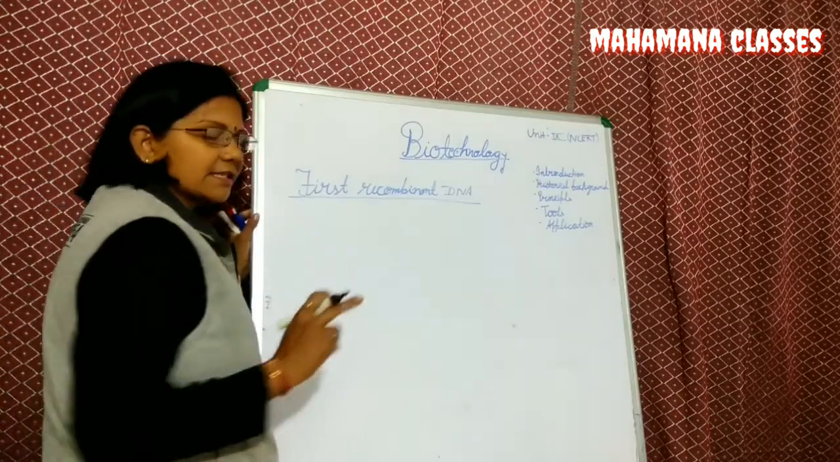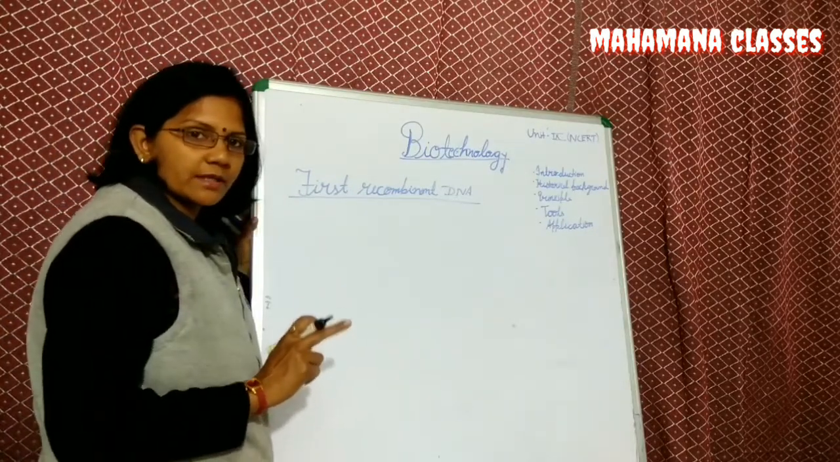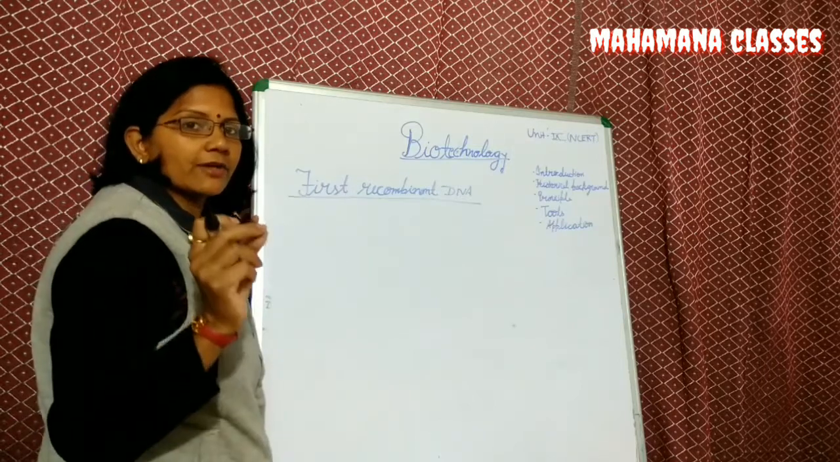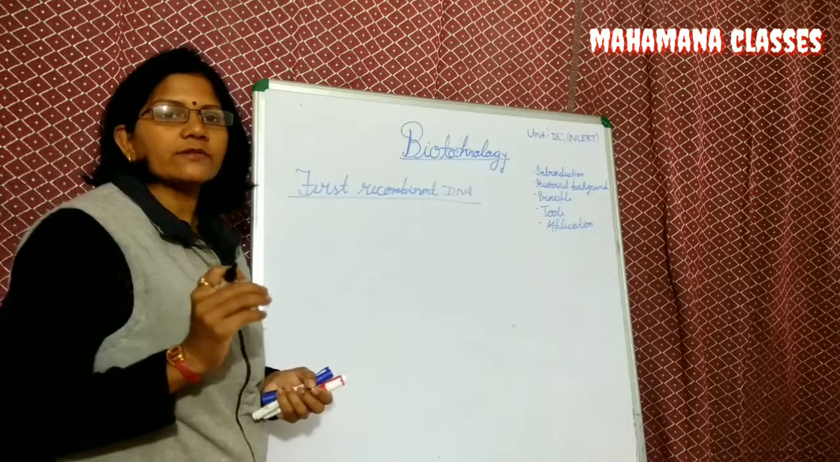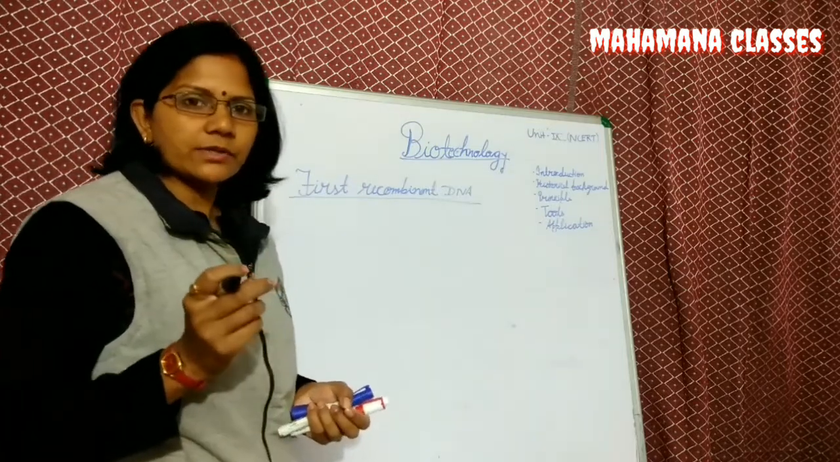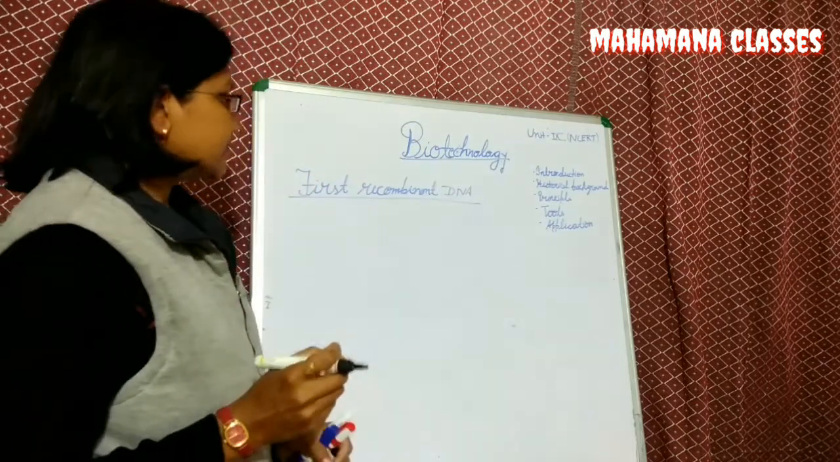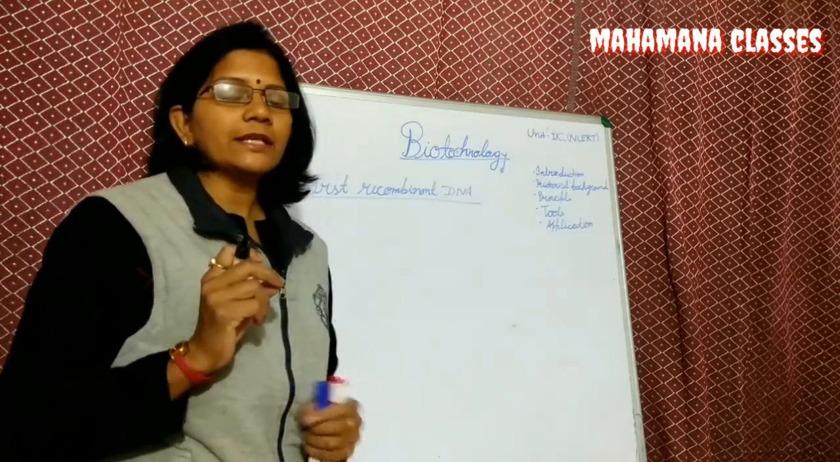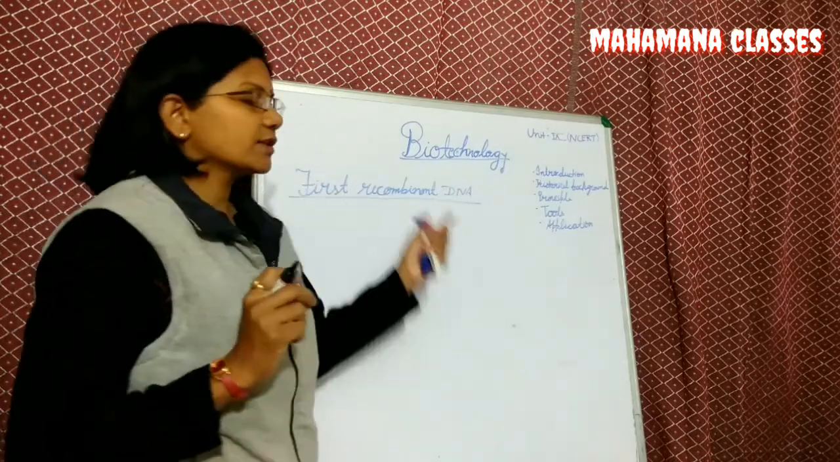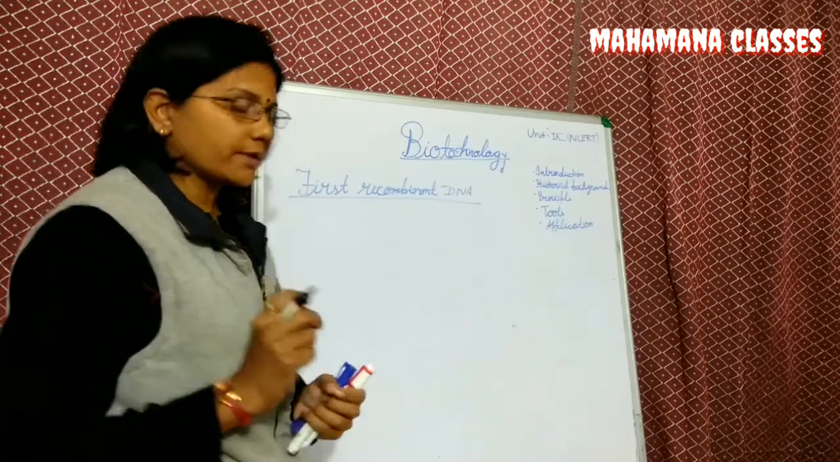As we have discussed the principle of genetic biotechnology, there was an important keyword, ORI, origin of replication. I had only introduced that term. Then there is an important thing: how the first recombinant DNA was formed.